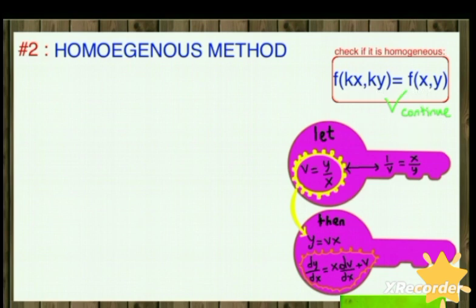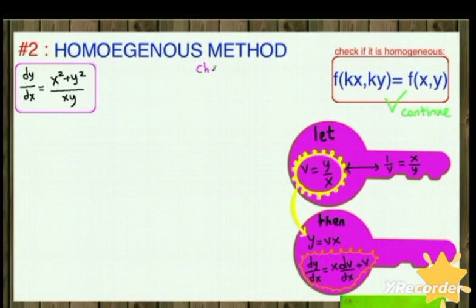Let's see a real example and talk about a solid problem. Let's solve dy over dx equals x squared plus y squared all over x times y. So this is our original problem. First we need to check if it is homogeneous or not. So we will replace x with kx. So x squared will be k squared x squared, plus y squared will be k squared y squared, all over, instead of x, again we're going to write kx, and instead of y, we're going to write ky.